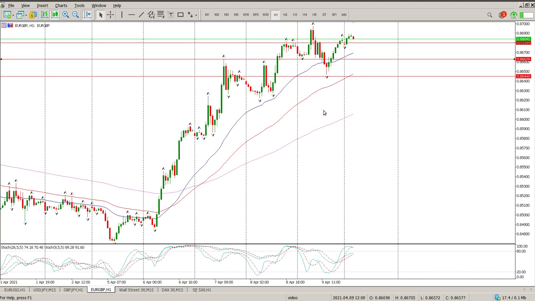Look at the divergence on the moving averages here. This on the hour is a very strong uptrend at the moment. So that's the way you want to be trading. Just wait for the pullback, wait for the structure, and then buy into it and continue riding this up.